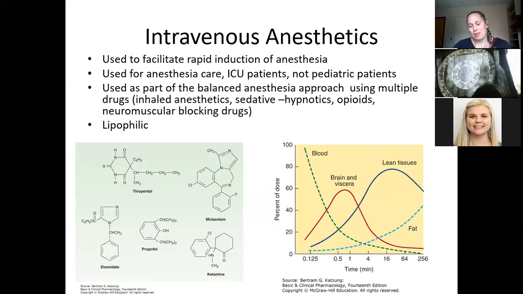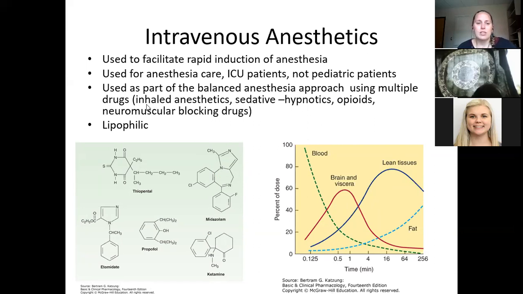Okay, so we're going to transition from our inhaled anesthetics to our intravenous anesthetics and start our discussion on that. Again, there are advantages of each and both, and we'll talk about how they're used together. The advantage to this is you can facilitate rapid induction. Here we can see some of the structures of common intravenous anesthetics, and we're going to discuss each one of these, I think, except for thiopental, that can be used as part of what's called the balanced anesthesia approach. I've been alluding to the fact that there can be multiple different anesthetics used for a procedure.